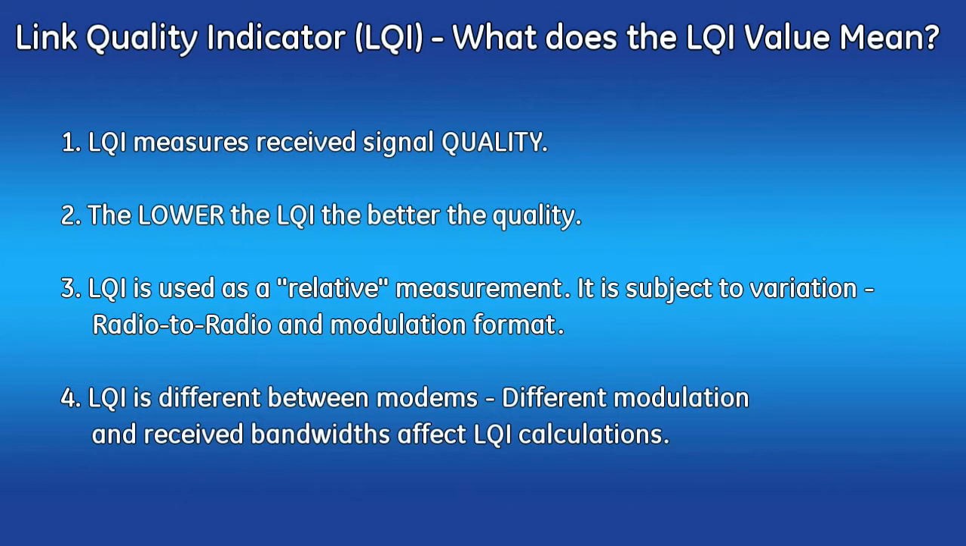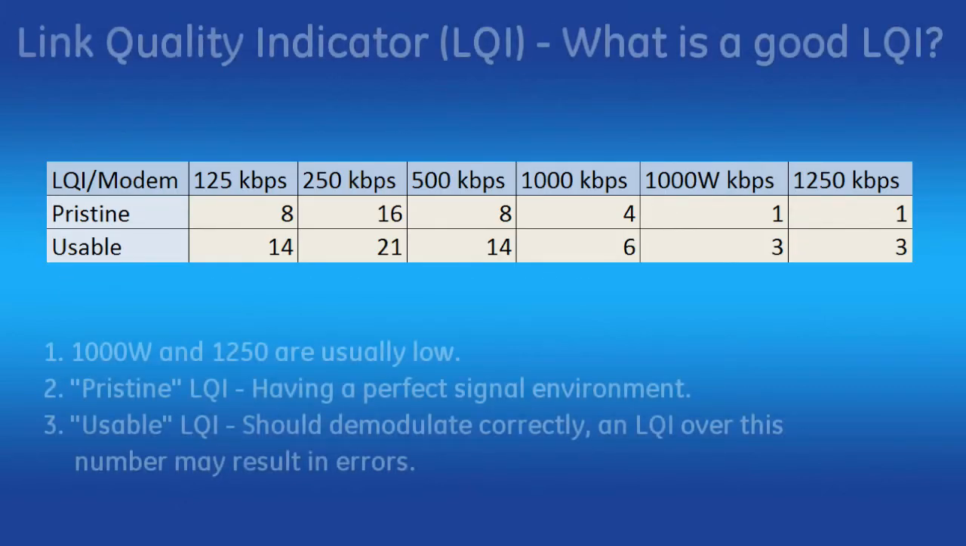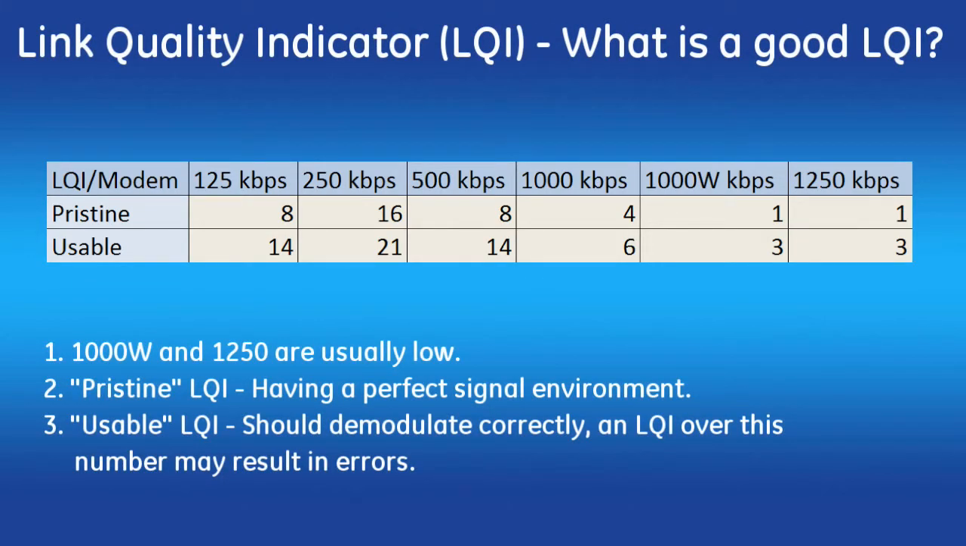LQI should be used as a relative measurement. Precision is fairly loose and subject to variation from radio to radio and modulation format. For each modem, LQI means something different because each modulation has varying receive bandwidths, which can affect LQI calculations. All that being said, we still haven't answered the question of, what is a good LQI? We've done an experiment and generated this table you can use to check LQI to determine if it's good or not. How should you read this table?